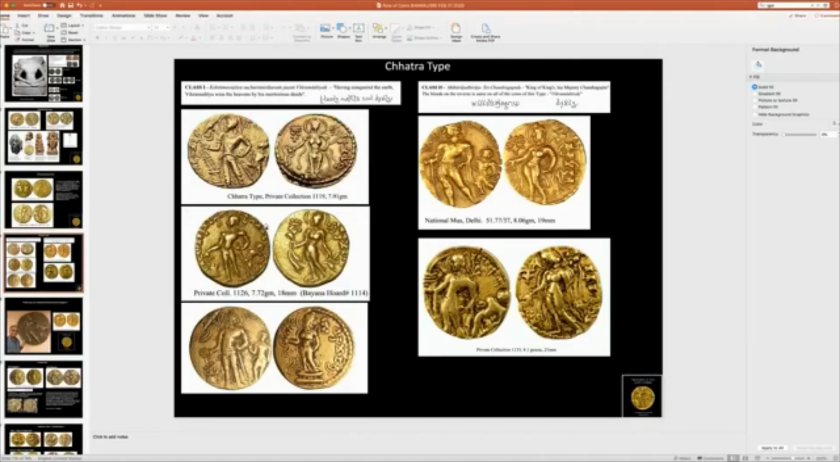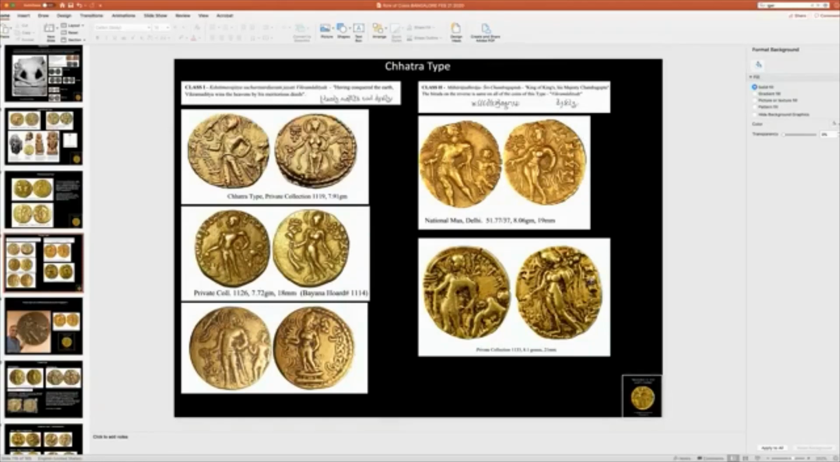Two different legends, right? One says, "Having conquered the earth, Vikramaditya wins the heavens by his meritorious deeds," which is right here. And the other one just says, "Maharaja Dhiraj Raja Sri Chandragupta," King of Kings, His Majesty Chandragupta II. And on the back, each of these coins has Vikramaditya, no Sri. All right.